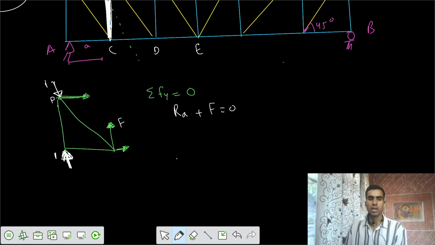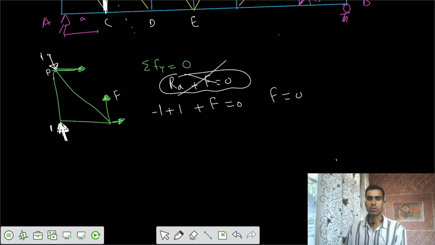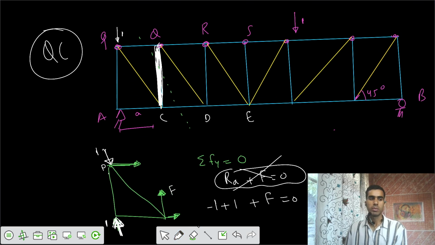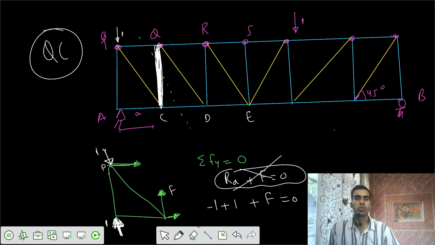So if I say these are general values, I would say 1 acting downwards plus 1 acting upwards plus F acting upwards equals 0. F equals 0 at this point. When the load was placed at joint B, that means member QC is not having any force when the load was placed at P.